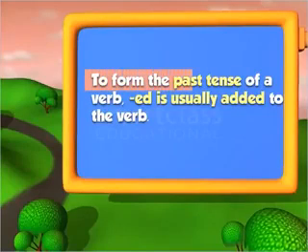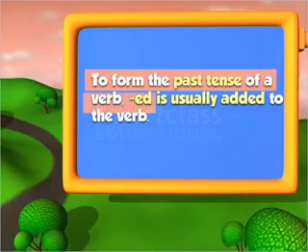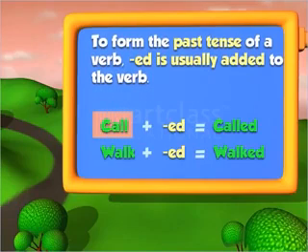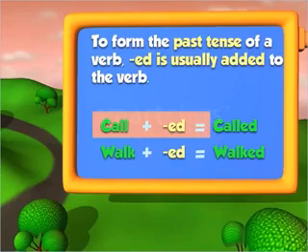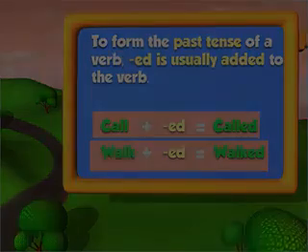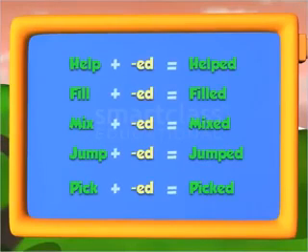To form the past tense of a verb, ed is usually added to the verb. Consider the verb call. If we add ed to it, we get its past tense, which is called. Similarly, on adding ed to the verb walk, we get the past tense, which is walked. Here are some more examples.